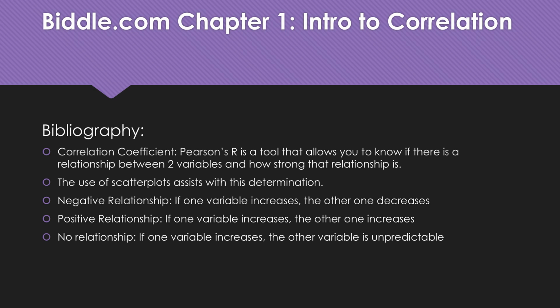Recognizing the type of relationship also assists you. A negative relationship is if one variable increases, the other one decreases. A positive relationship is if one variable increases, the other one increases. And no relationship is if one variable increases, the other variable is unpredictable. It may increase or decrease.